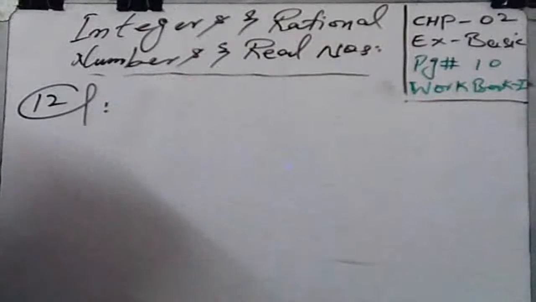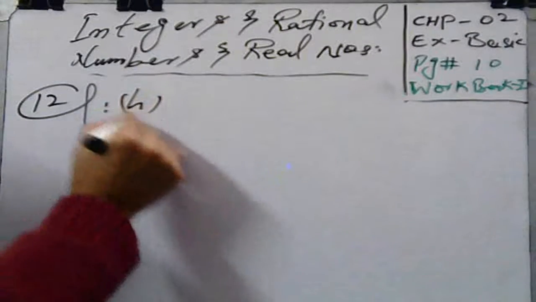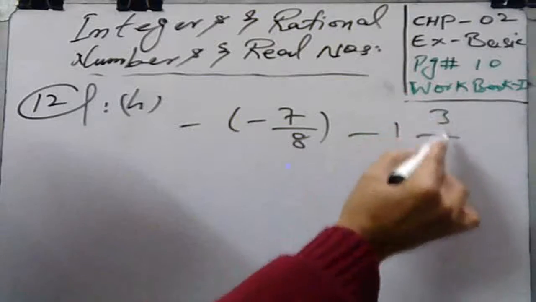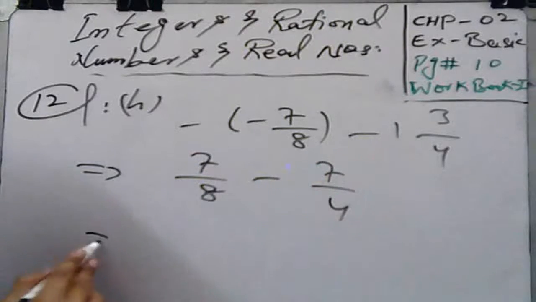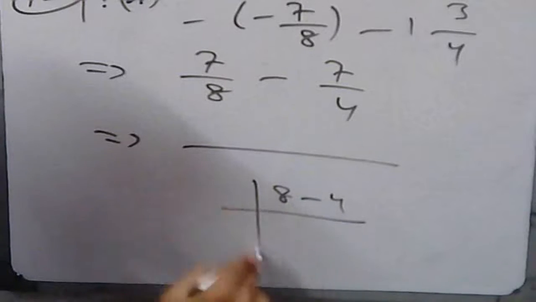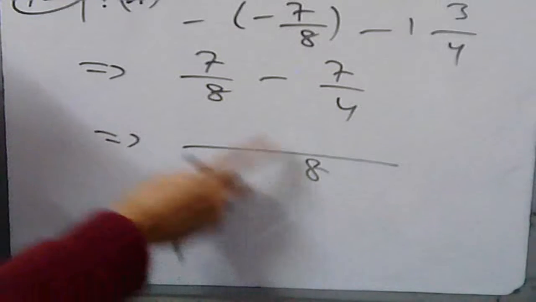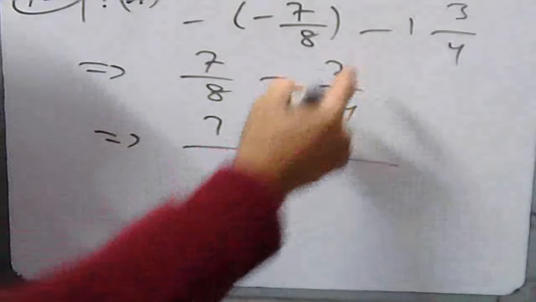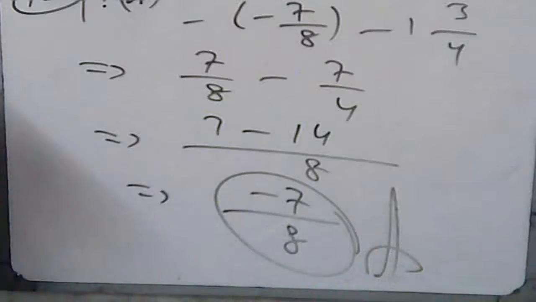Now in H part, minus into minus 7 by 8, bracket closed, minus 1 whole 3 by 4, plus 4 ones are 4, 7 by 4. What is the LCM? Check 8, 4. 4 2s are 8 is your required LCM. So divide this LCM by the denominator 1, 7 ones are 7, and multiply with this. Similarly, divide this, 4 2s are 8, 2 multiply with this, 7 2s are 14. So greater value sign, minus 7, that is your required result.